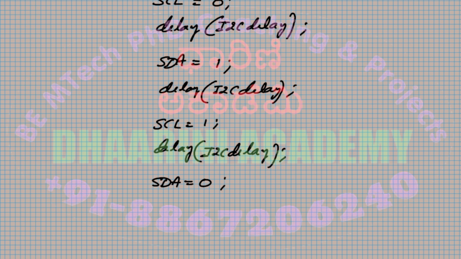Okay, SCL becomes 0 to 1. Whenever SCL is 1, SDA becomes 1 to 0. So that is the condition for a repeated start. This particular operation is called a repeated start. Then once again you can call a delay. I2C delay is the amount of delay you require. We will be using this repeated start, if required, during the read and write operation.